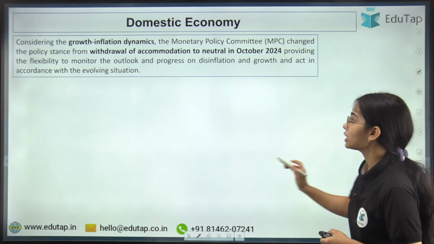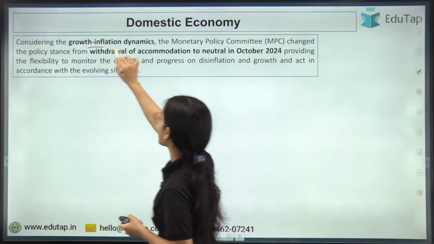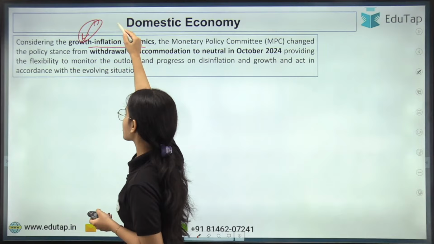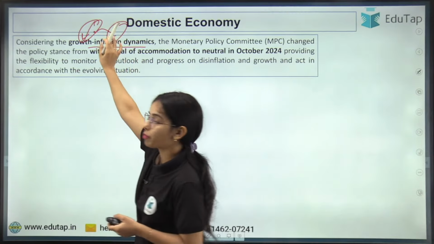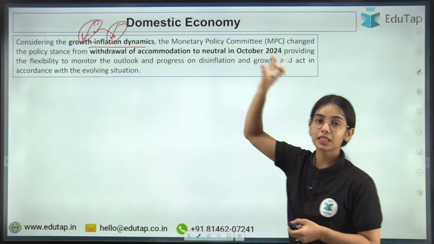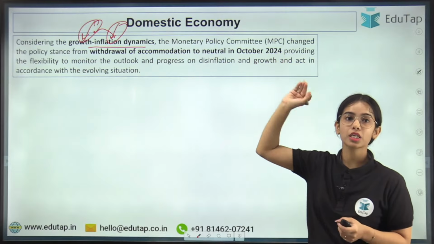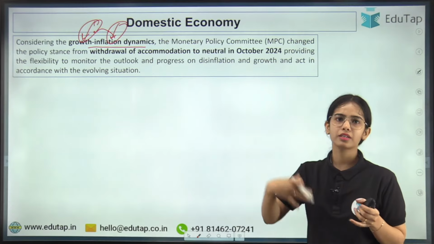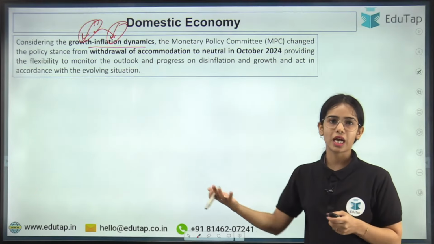I hope this is very much clear that considering the growth inflation dynamics, as the growth was lower and the inflation was also lowering, so now the focus can shift from inflation rate to growth. So it was said that the Monetary Policy Committee is shifting its stance from withdrawal of accommodation to neutral, and the monetary policy will see what happens in the future.